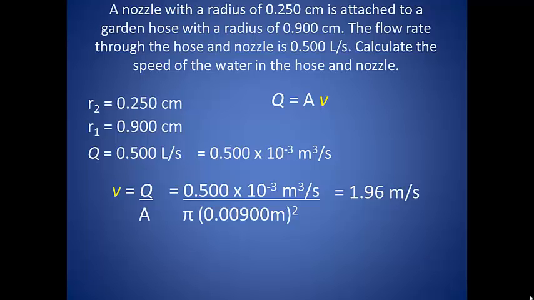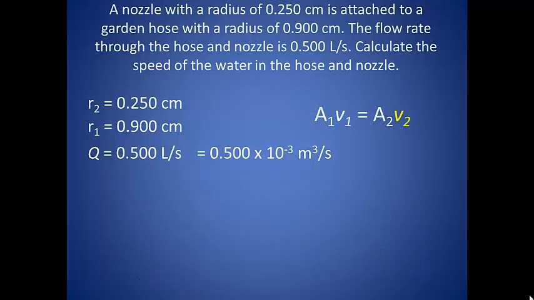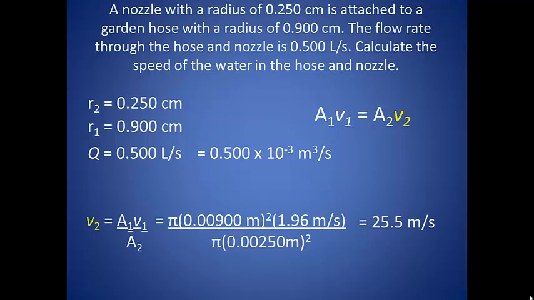And this is for the hose part. For the velocity through the nozzle, we can do the same thing, and we find a velocity of 25.5 meters per second. We could also use our change in area to determine the velocity through the hose. If we solve for the second velocity and plug in our numbers, we still get a velocity of 25.5 meters per second for the water in the nozzle.